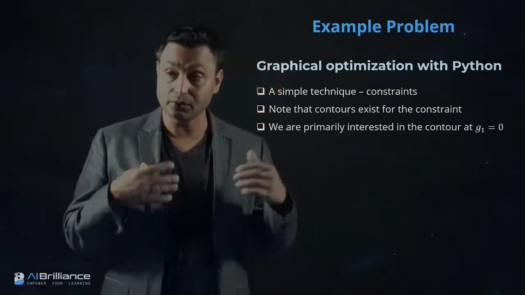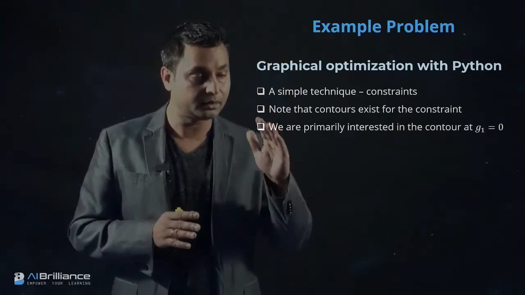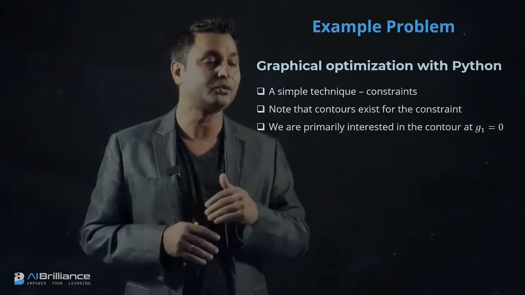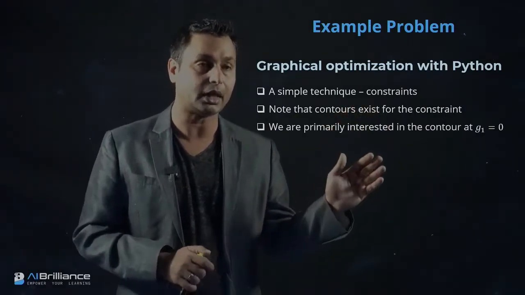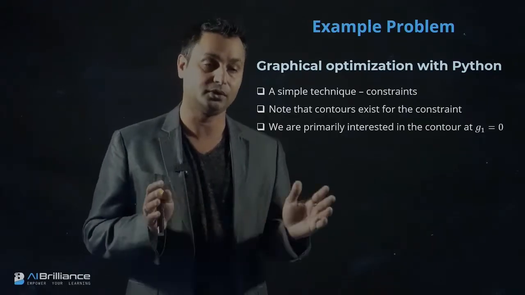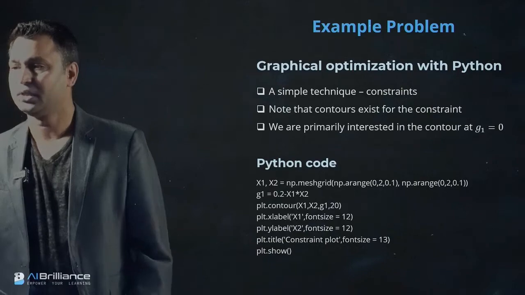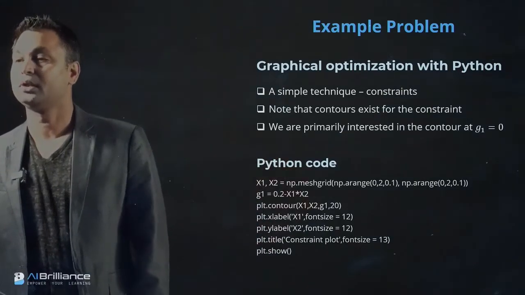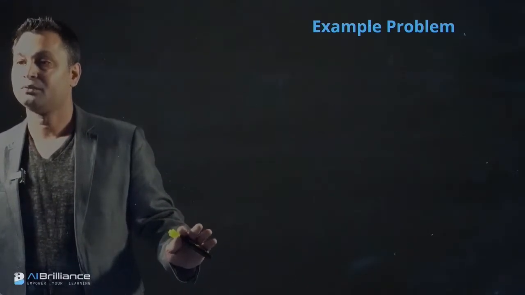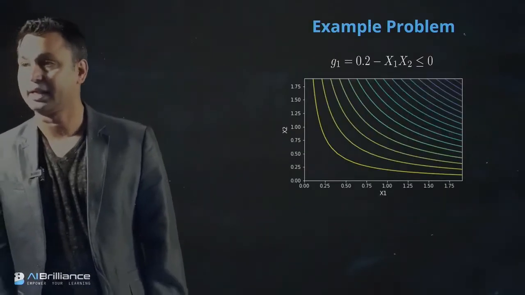What we are going to do here is plot the g1 contour for different values, remove all the other contours where g1 is not equal to 0, and only keep the contour where g1 is equal to 0. So here is the code, and you can run this code and look into how it looks, which will give you a plot like this.